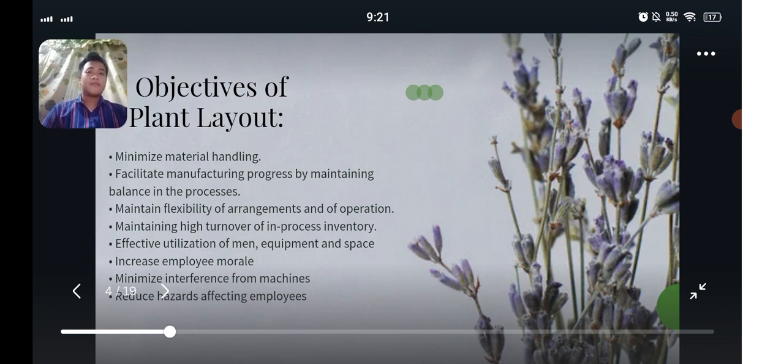Minimize material handling, facilitate manufacturing progress by maintaining balance in the processes. Next is maintain flexibility of arrangement and operations. Next, maintaining high turnover of in-process inventory. Next, effective utilization of men, equipment and space. Then, increase employee morale, minimize interference from machines. Then the last one is reduce hazard affecting employees. So that's all for the objectives of plant layout. So we're going to the next slides.